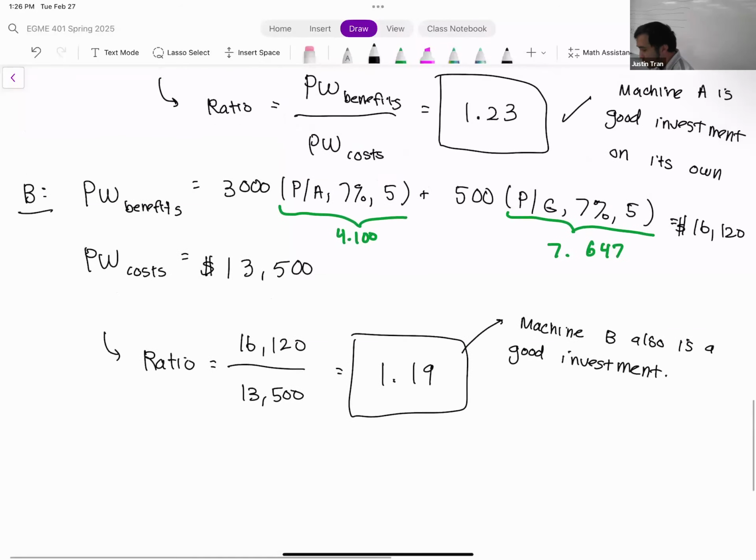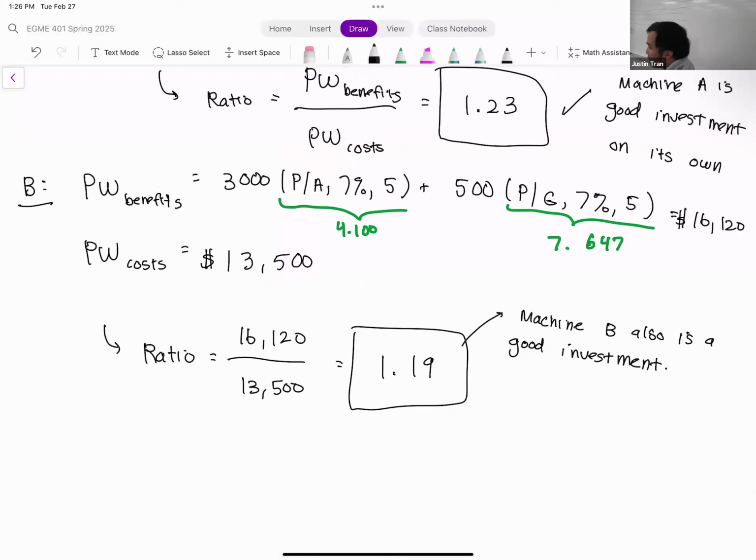If you look at the two ratios, the ratio for machine A is 1.23 and the ratio for machine B is 1.19. You would be tempted to say that machine A is the better option, since it has a better benefit to cost ratio. But of course, we can't make that determination yet. We have to do incremental analysis.